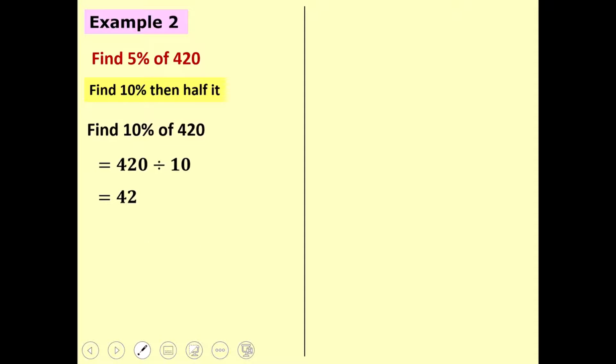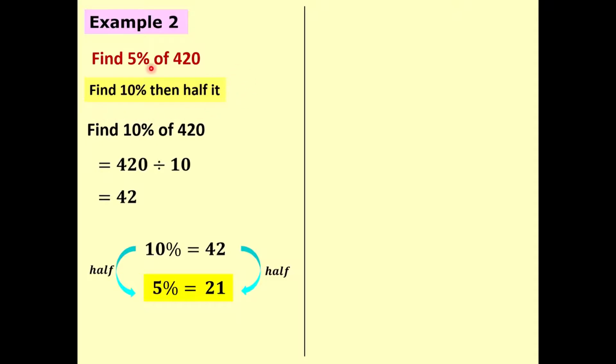Once we've done that, we know that 10% is now equal to 42. To find 5%, we're going to half that. So since we've halved our 10%, we must half our 42 to get 5% equals 21. So this is the step here that we're going to do. We're going to first find 10%, and once we've got our answer to whatever 10% is, we just need to half it to find our 5%.